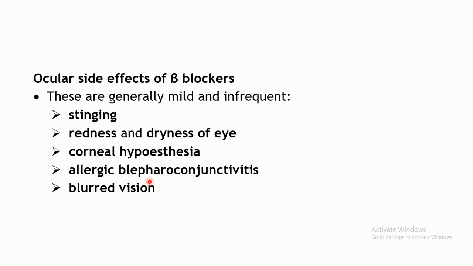Then allergic blepharoconjunctivitis. This is the condition wherein two conditions, blepharitis, which is the inflammation of the eyelid margin, and conjunctivitis, that is inflammation of the conjunctiva, are both associated with this particular side effect of the beta blockers. So allergic blepharoconjunctivitis may be precipitated. Then another ocular side effect is blurred vision. Blurring of the vision may take place.